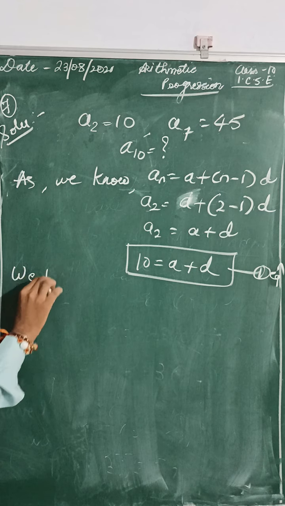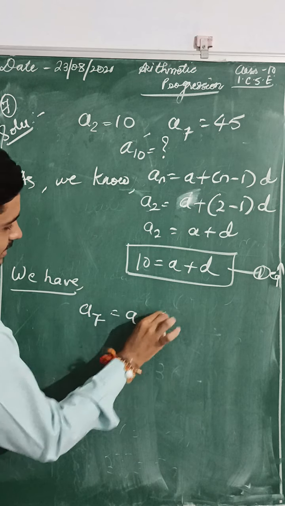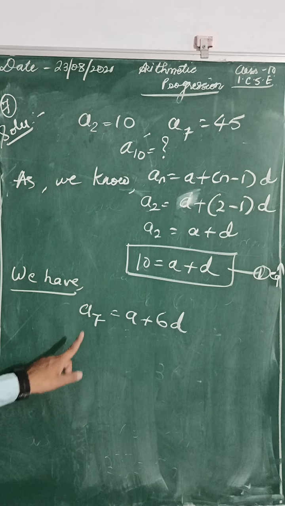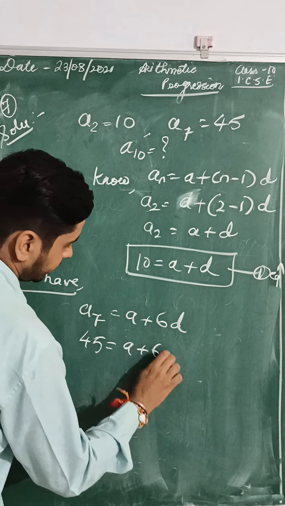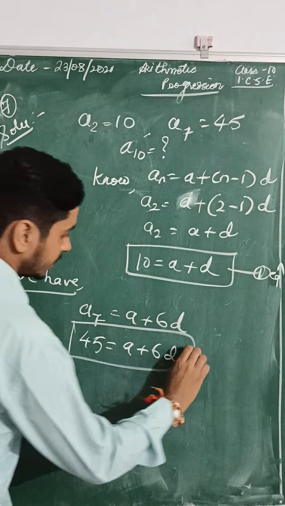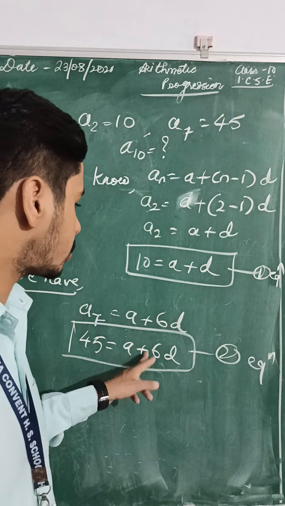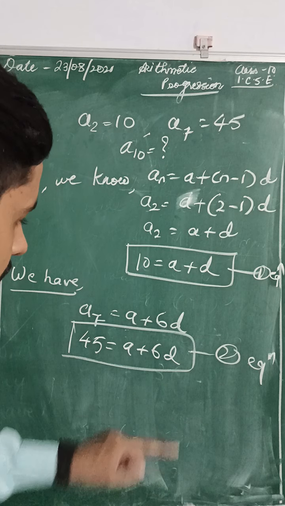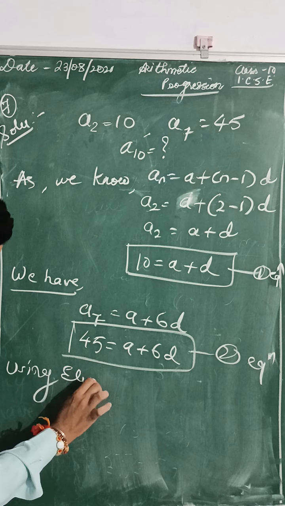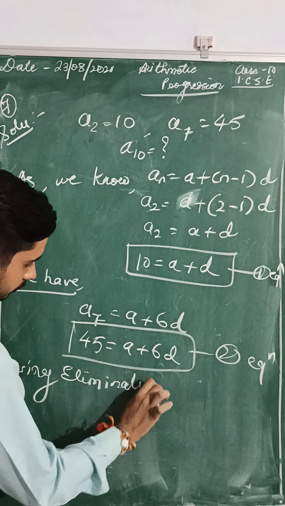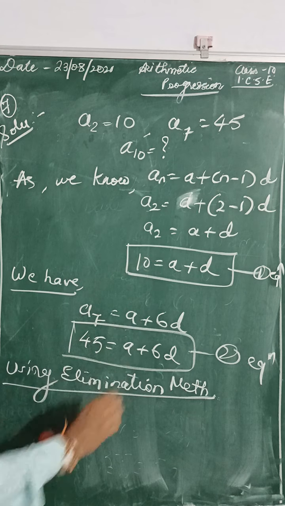We have A7, which is a plus 6d. So in place of A7 we can put 45. So 45 is equal to a plus 6d. Consider this to be the second equation. Now with these two equations we need to eliminate. So let's eliminate using the elimination method.